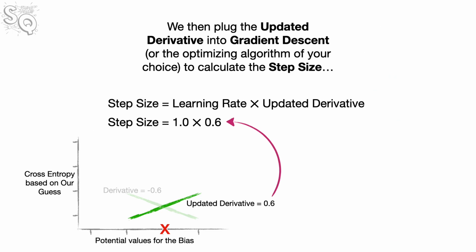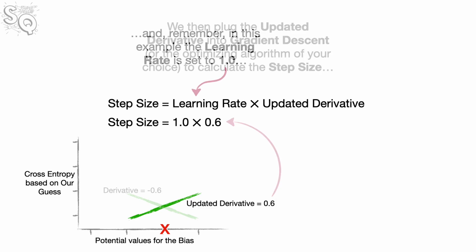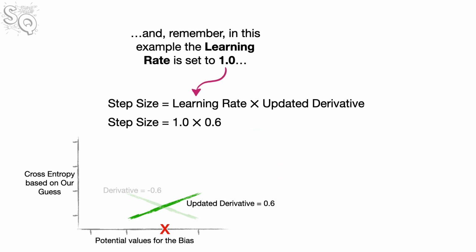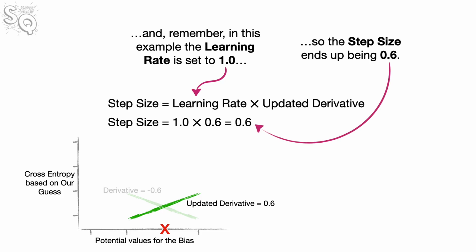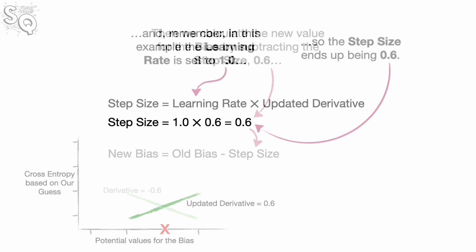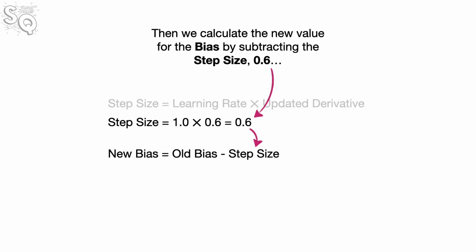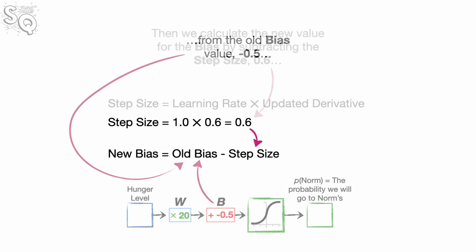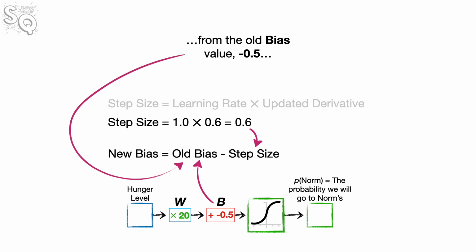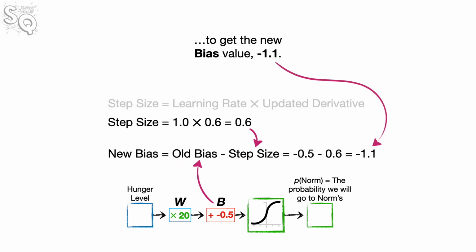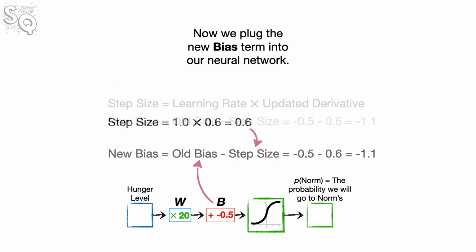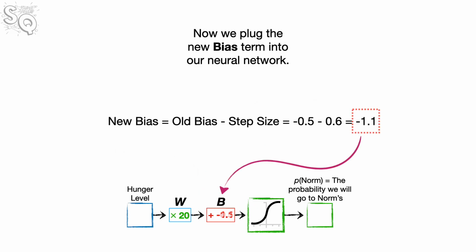We then plug the updated derivative into gradient descent to calculate the step size. And remember, in this example, the learning rate is set to 1.0. So the step size ends up being 0.6. Then we calculate the new value for the bias by subtracting the step size, 0.6, from the old bias value, -0.5, to get the new bias value, -1.1. Now we plug the new bias term into our neural network.